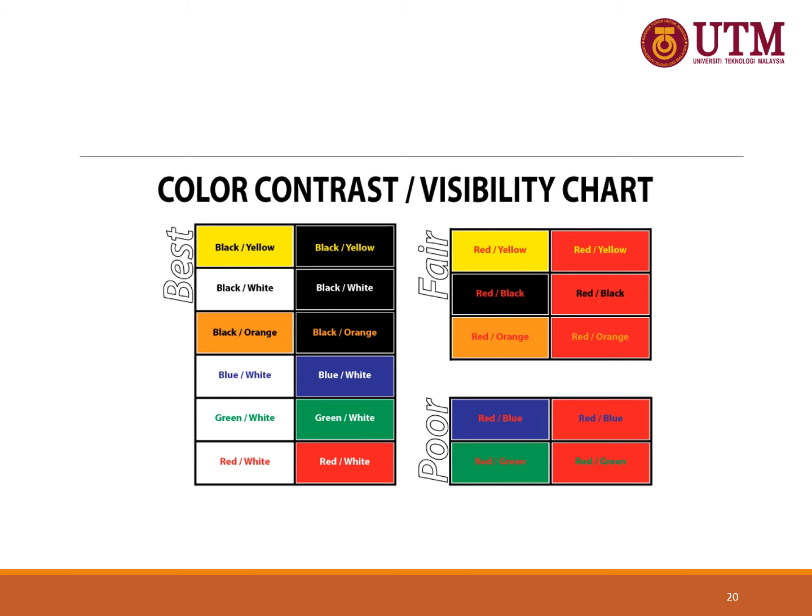And there is the third category, which is the poor. This category is actually the most difficult for the audience to read your slides. So avoid using these combinations of colors. For example, red and blue, red and green, and so on.